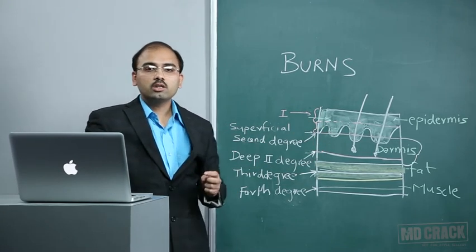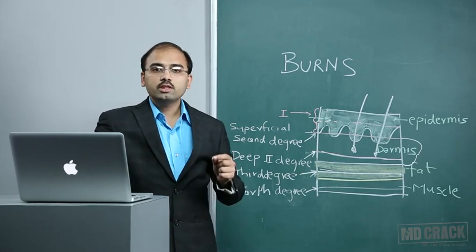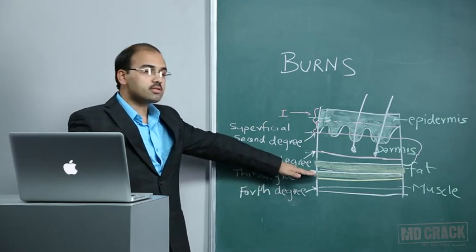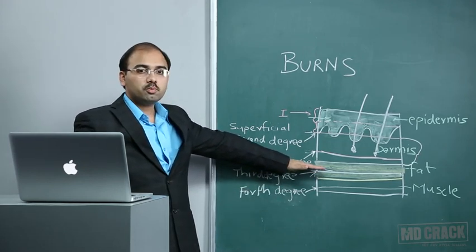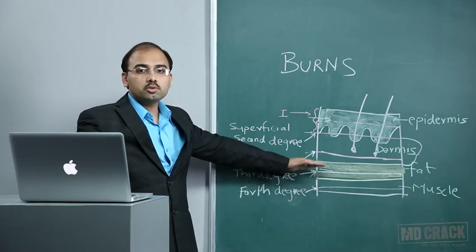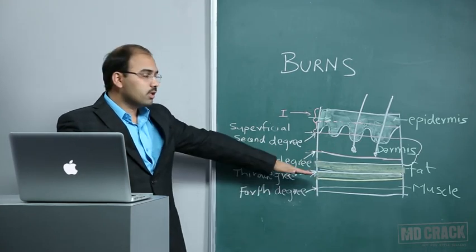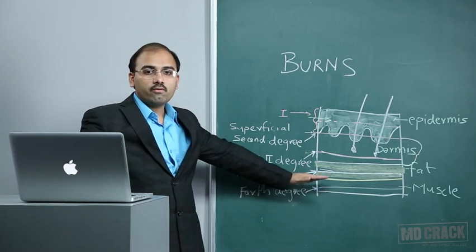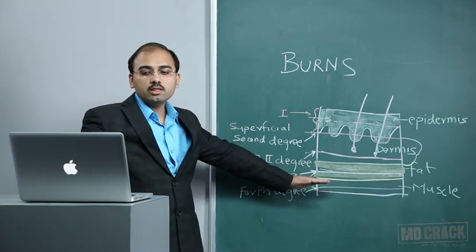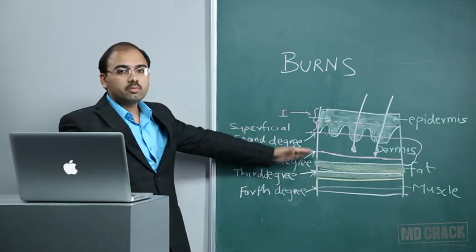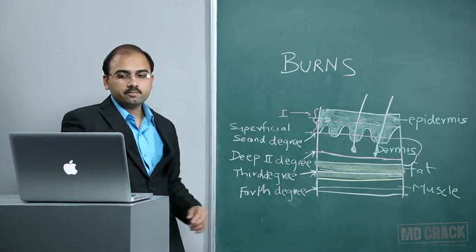Next we have got third degree burns, that is full thickness injury through epidermis, dermis and up to subcutaneous fat. So whenever there is burn injury extending up to subcutaneous fat, it is third degree burns. Below that, if the muscle, bone or fascia are exposed, then it is called fourth degree burns. So you should go through these burns charts very carefully.